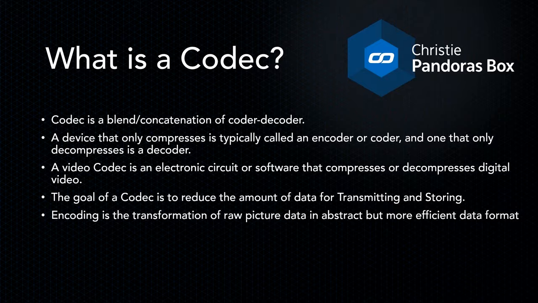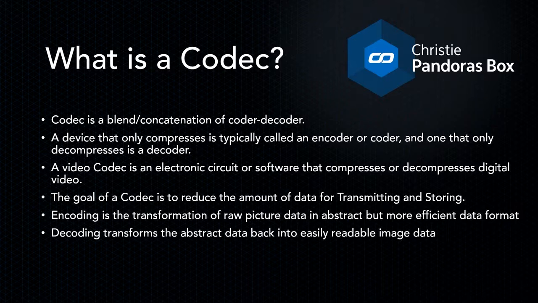Encoding is the transformation of raw picture data into an abstract but more efficient data format. That's explaining it with more colorful words.